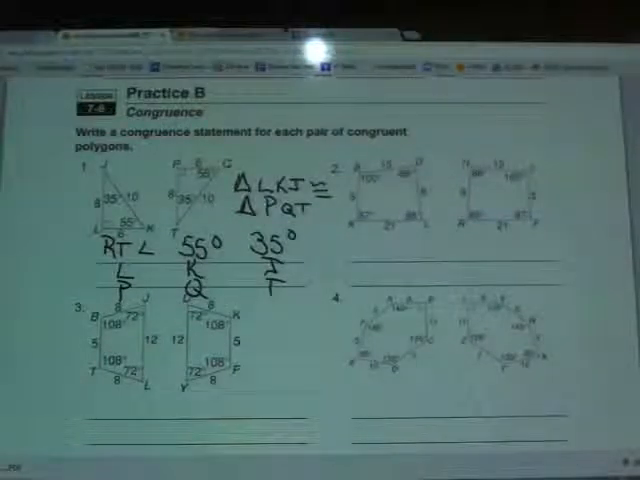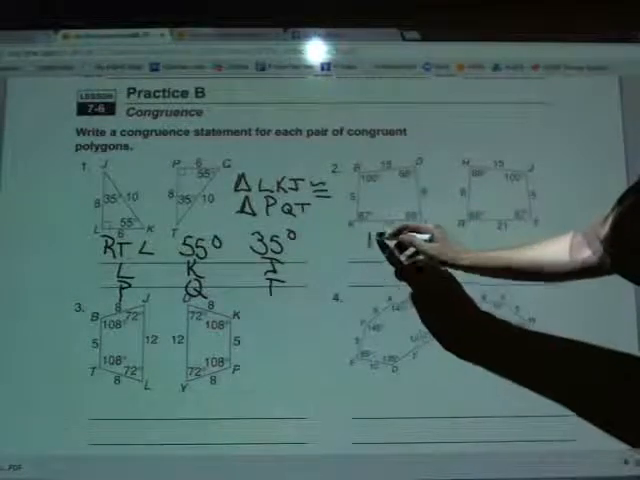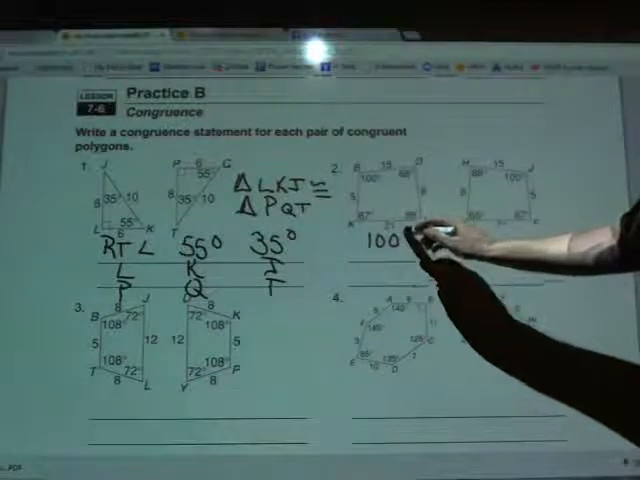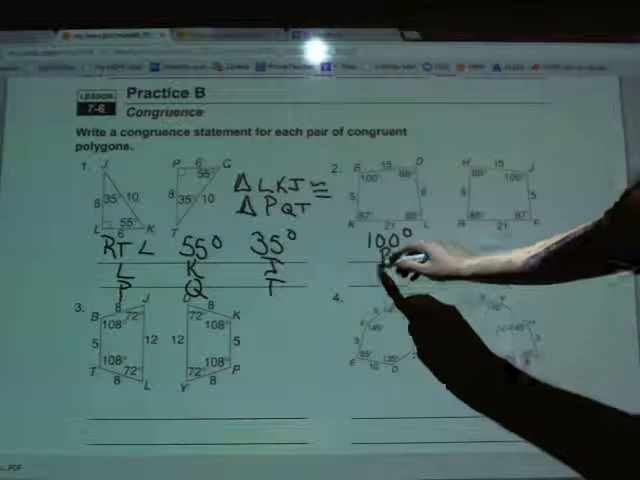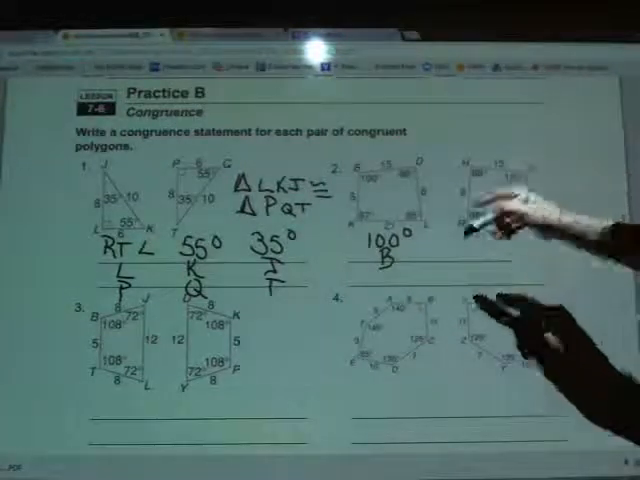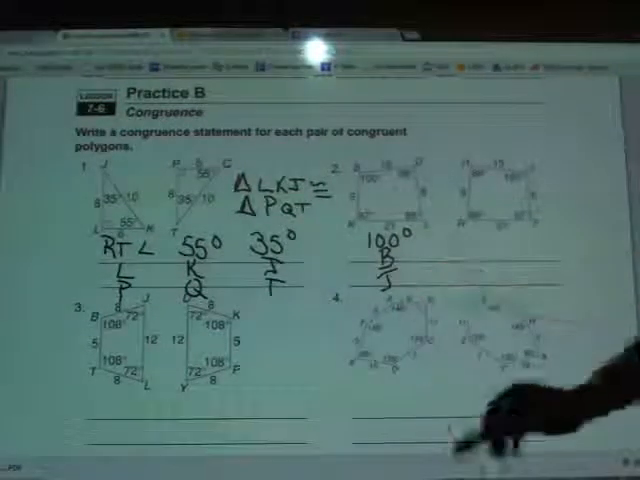Now, in number 2, the angle order matters just a little bit more, and you'll see why here. Let's go ahead and take a look at question number 2, the quadrilaterals there. Okay, so we'll start off with the angle measured 100 degrees. In the quadrilateral on the left, that's B. In the quadrilateral on the right, that's J.